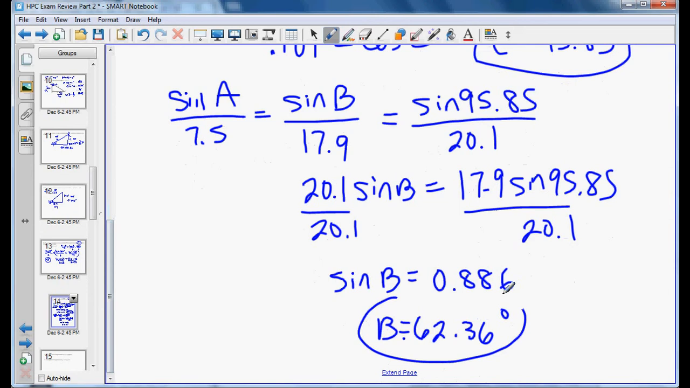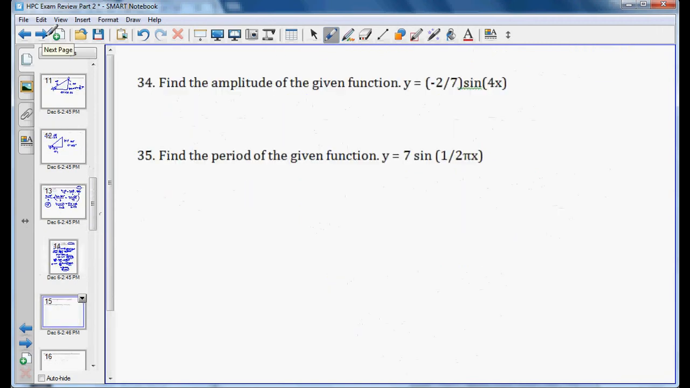34. Find the amplitude of the given function. Remember, the amplitude is just the coefficient out front, but it is the absolute value of that, meaning it's just positive 2/7. Find the period. Remember, we do 2 pi divided by b, and b is the coefficient in front of the x, or the theta, whatever our variable is, and that's 1/2 theta that's in front. So the thetas cancel out, leaving us 2 over 1/2. And to divide by a fraction, we multiply by the reciprocal, which gives us 4. So the period is 4.